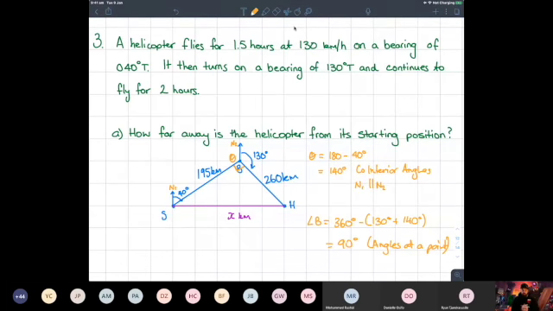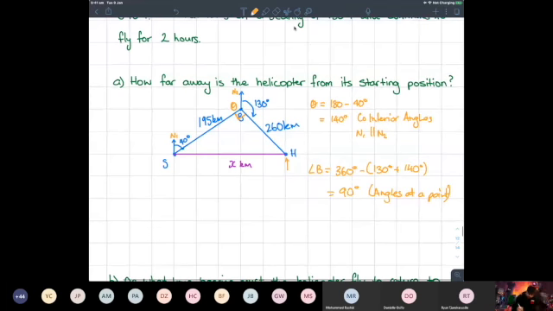Yes, so the question when it says how far is the helicopter away from its starting position, we want to know from where the helicopter is currently at, H, directly straight back to the starting position. So when it comes to these questions, before we can apply Pythagoras, we need to prove that it's a right angle triangle. And the maths that we just did, using our bearings, angles at a point and parallel lines, proves that it's a right angle.